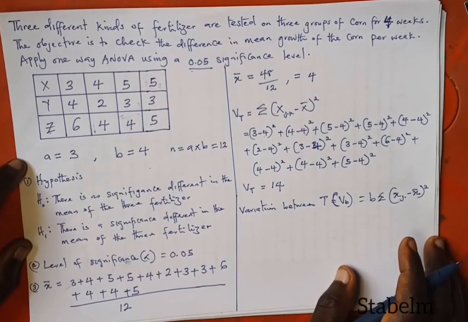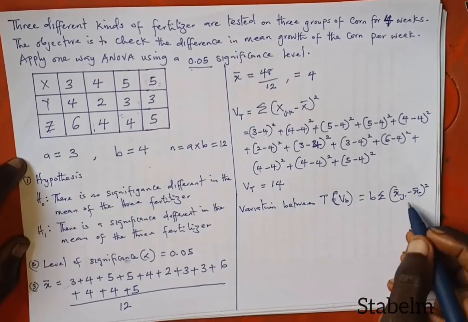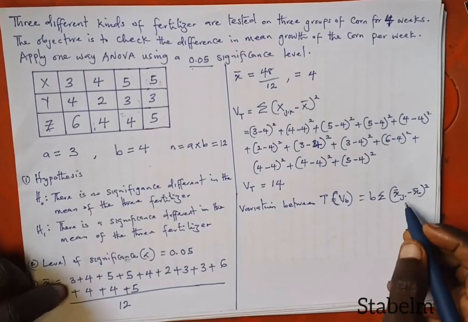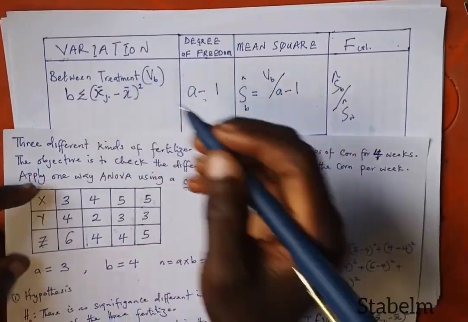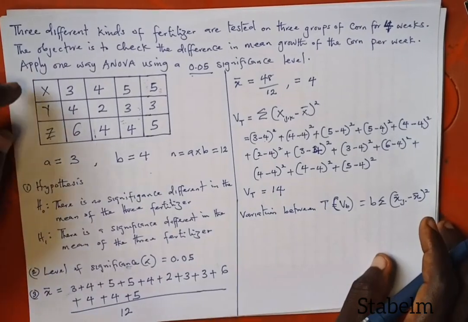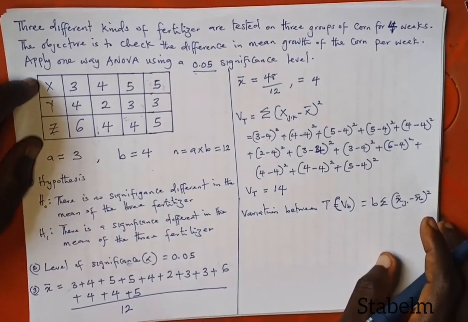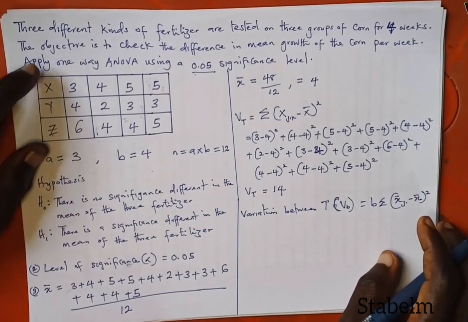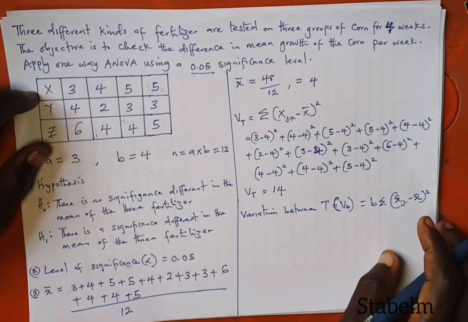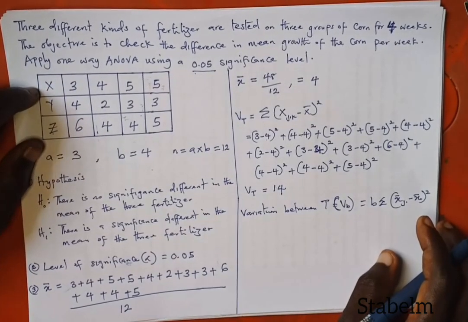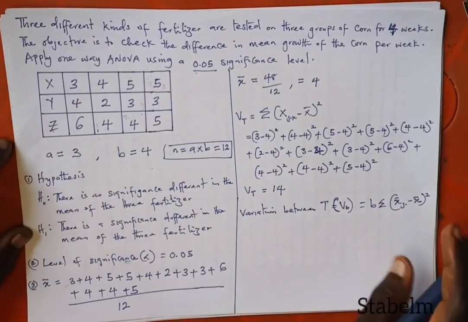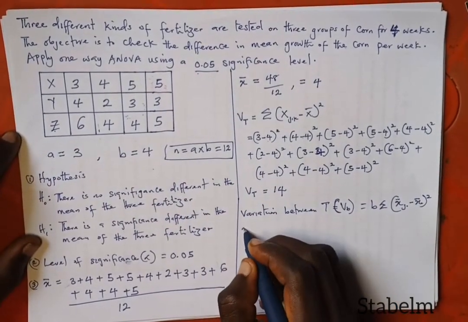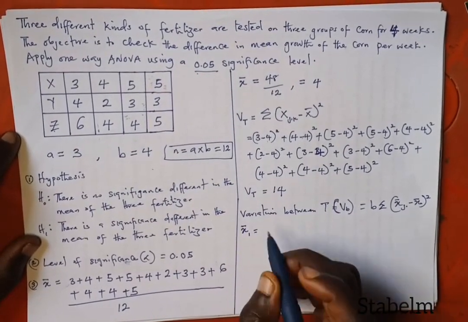So first of all, we need x j dot bars, not just x j dot bar. There is a bar here. So what do we do now? We'll find the mean of each treatment. Then after finding the mean of each treatment, we're going to subtract it from the main mean, which is 4. This is the main mean, or we call it the grand mean.